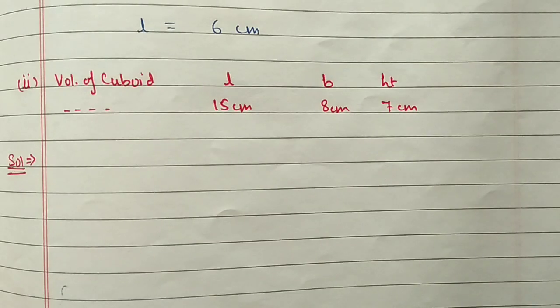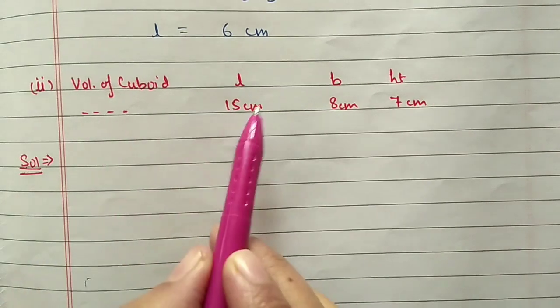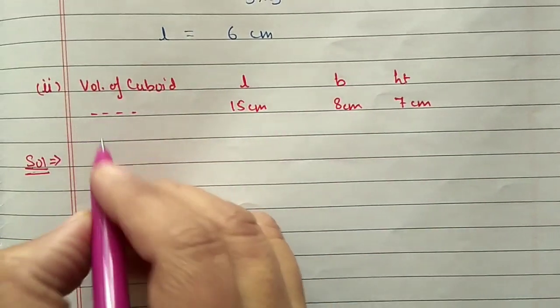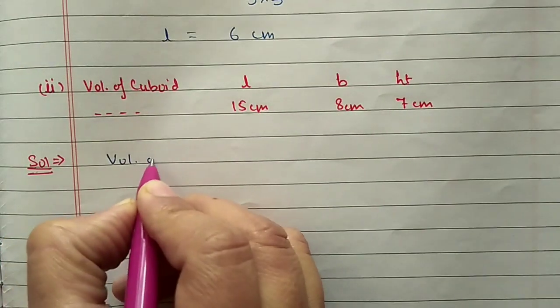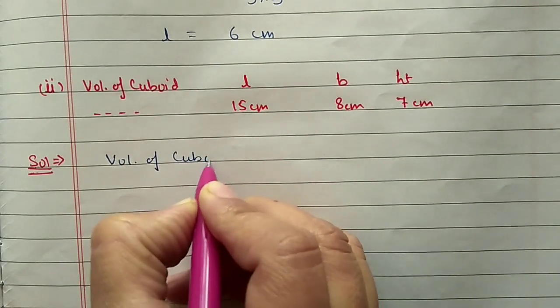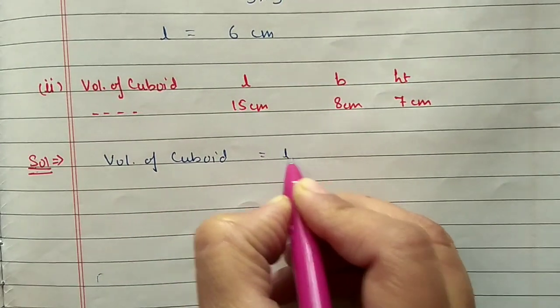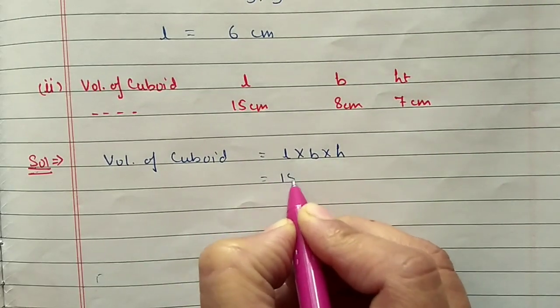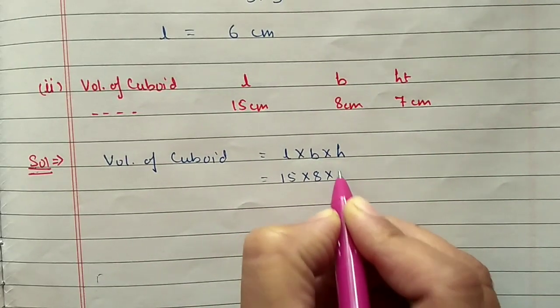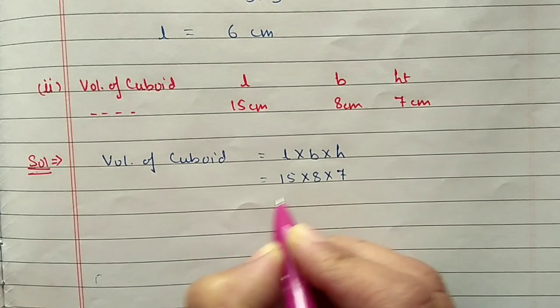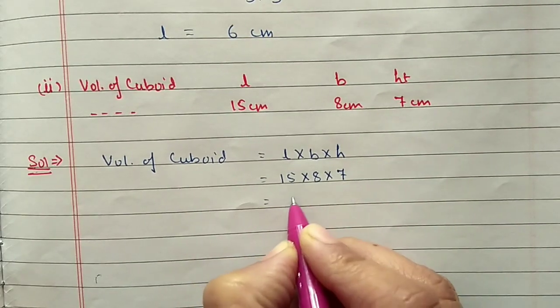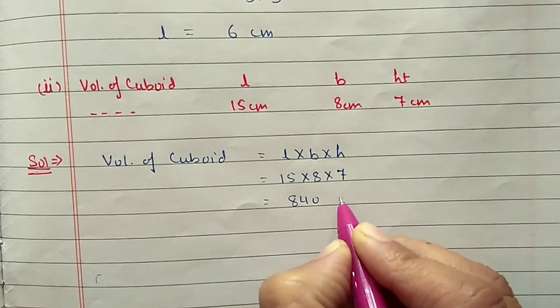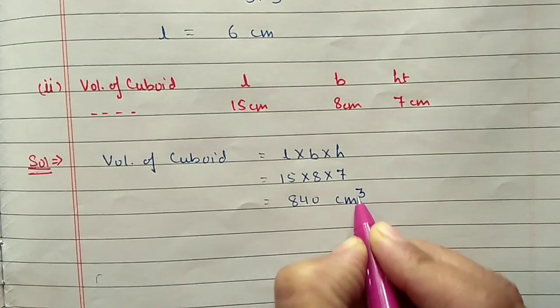Next, second part, volume of cuboid we have to find out. Length, breadth and height is given. So volume of cuboid is equal to length into breadth into height. Substitute the values, 15 into 8 into 7. 15 eights are 120 and 120 into 7 is 840. Unit will be centimeter cube.